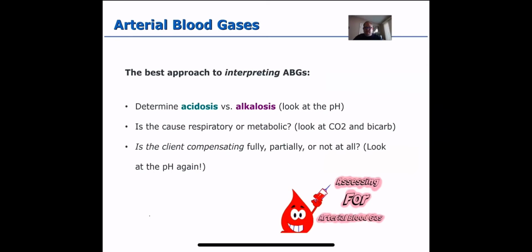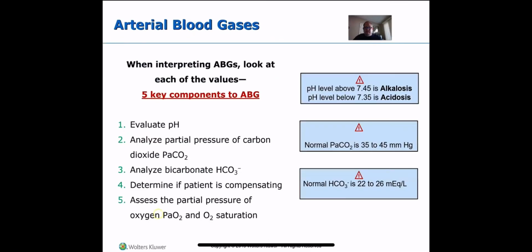When doing an ABG interpretation, your best approach is to first determine if it's acidotic or alkalotic, so you look at the pH. Second, you decide if it's a respiratory or metabolic issue by looking at the CO2 and the bicarb. Finally, you look at whether the body is compensating for the acid-base imbalance. Remember, the body's always trying to maintain homeostasis, so check how well it's doing.